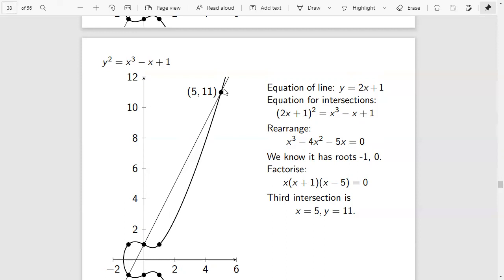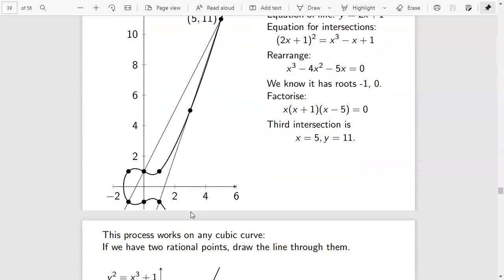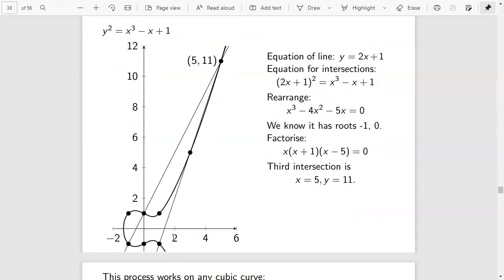So maybe I should say, we could repeat this process. We've got a new rational point here, so we can start drawing a line between this new point and the ones we already had. So we might draw the line from (5, 11) down to this point here, and it'll intersect the curve in another new point. That one there, I think, is (3, 5). It's quite lucky that this one has a lot that are actually integers. Generally, this process will end up giving you rational numbers with horribly big denominators.